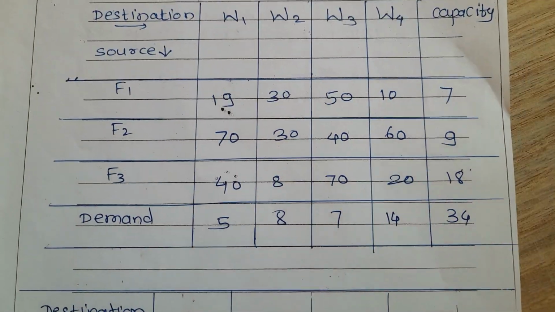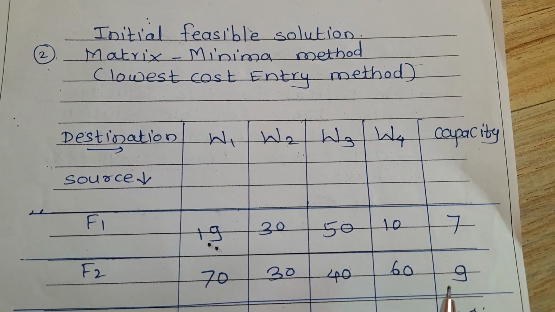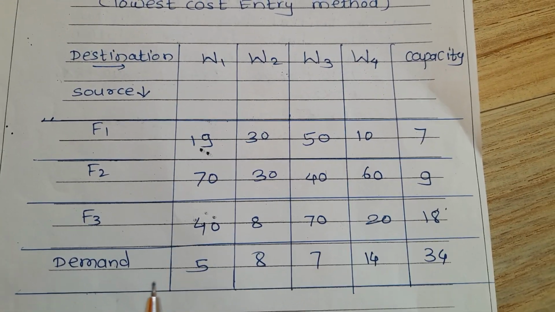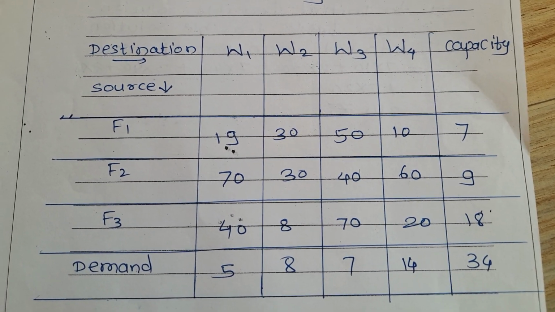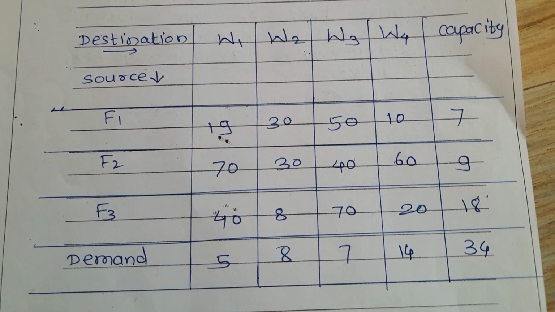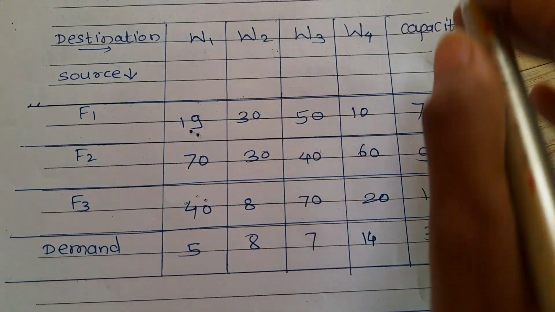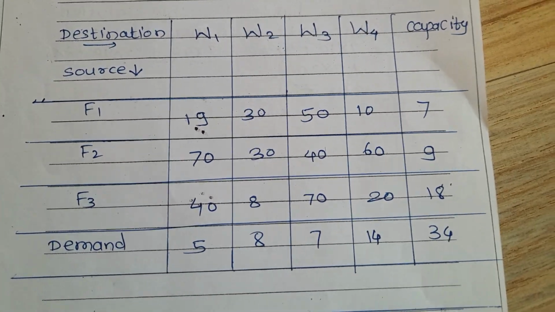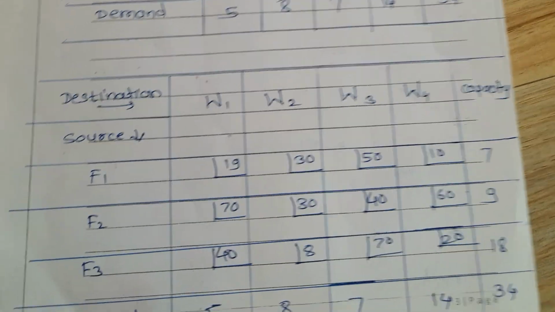Okay, we start our second method, that is matrix minima method, and it is also called the lowest cost method. We give some examples on it. First, the same example we given here. Sources are F1, F2 and F3, and destinations are W1, W2, W3, W4. That means 4 destinations and 3 sources. Here is demand and here is capacity. Here is total of capacity, here is total of demand, and it is 34. Okay, we can solve this in that way.